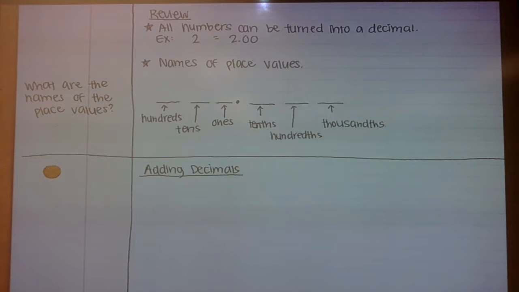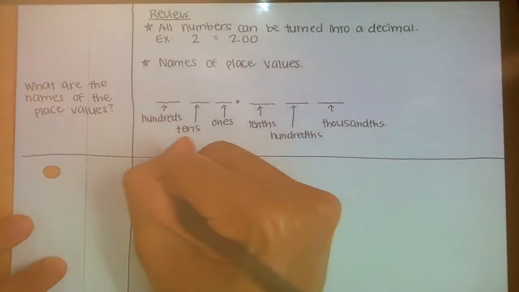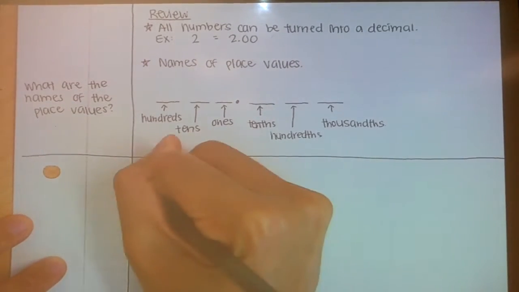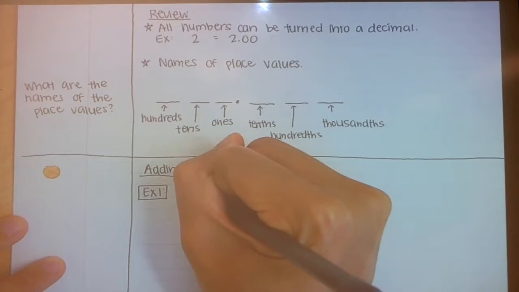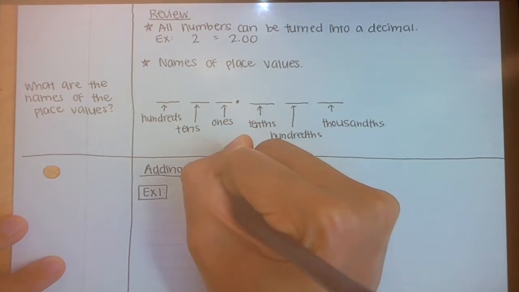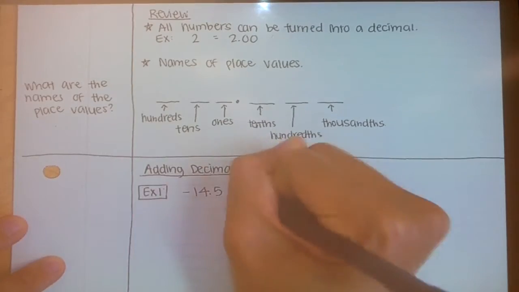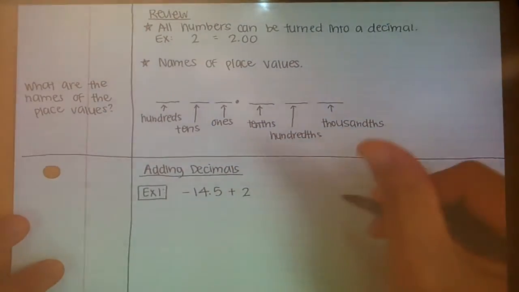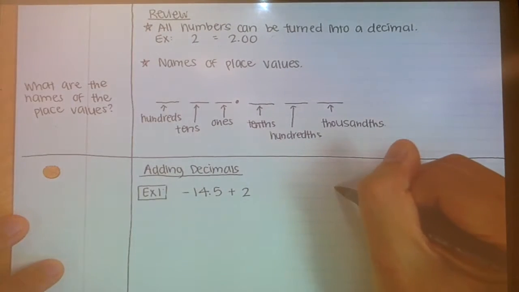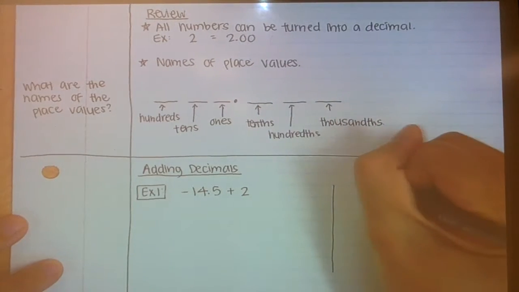So there are a few steps when we're adding decimals. We're going to be adding positive and negative decimals today, so you're going to be using your foldable to help you out. So let's start with example 1. Let's try and solve negative 14.5 plus 2. So I'm also going to add a third column here as our justification.